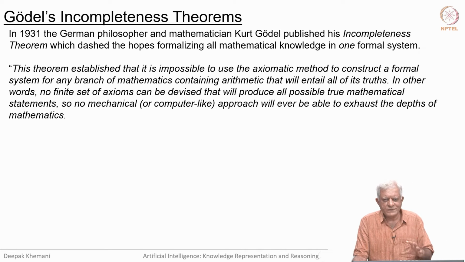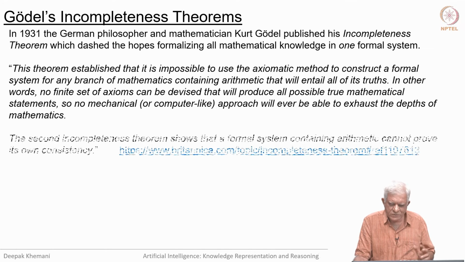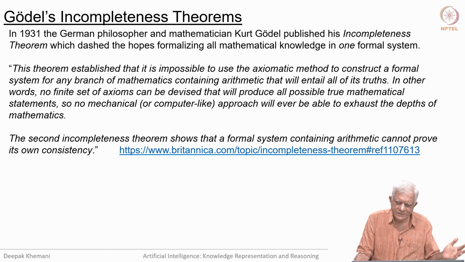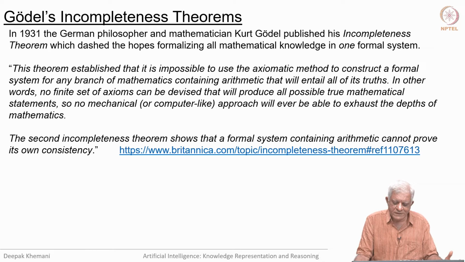An axiomatic system is a proof system which will not entail all its truths, which means that it will not be complete. In other words, no finite set of axioms can be devised that will produce all possible true mathematical statements. So, no mechanical or computer like approach will ever be able to exhaust the depths of mathematics. In those days when Gödel was proving this, computers were just on the horizon. There is a second incompleteness theorem that shows that a formal system containing arithmetic cannot prove its own consistency.